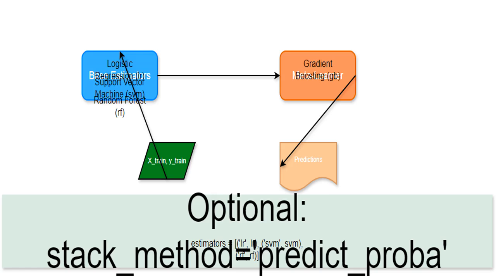Instead of just getting the final class prediction from each base estimator, the stack_method=predict_proba option tells the stacking classifier to use the probability estimates instead. This usually gives a more informative input to the meta-learner, resulting in potentially better overall performance. The meta-learner can weight these probabilities and make a more informed decision.